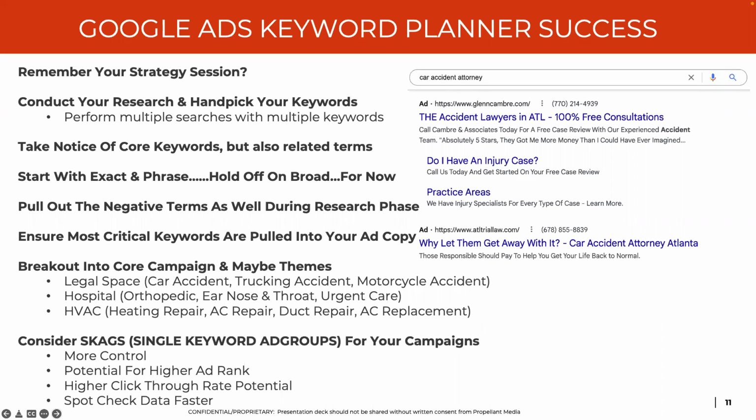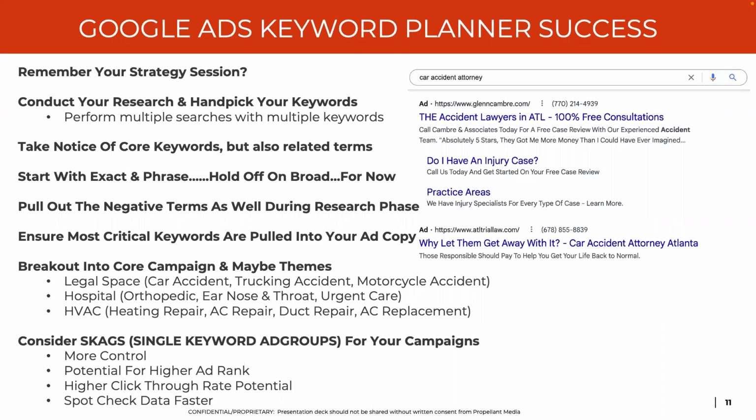Great example here, car accident attorney. You can see a couple of ads here. They have the words car accident attorney in the headline. They also have car accident attorney. Let's see here. Interestingly enough, the one, Glenn Chamber, they don't have it here. And just so you know, I did not click on any of these because clicks for an attorney in the PI space are incredibly expensive. It's like $400, $500 a click.